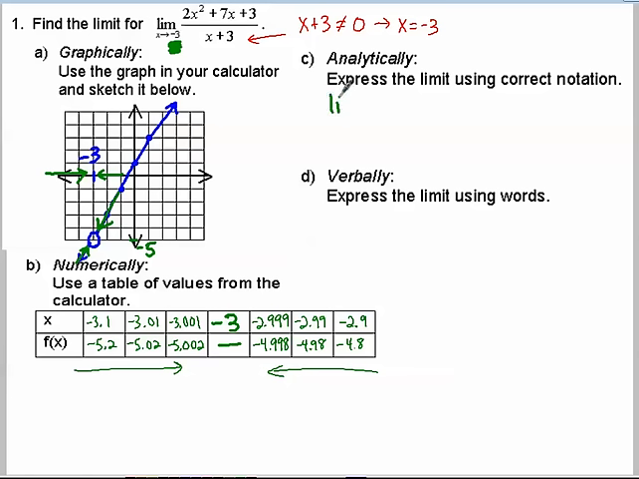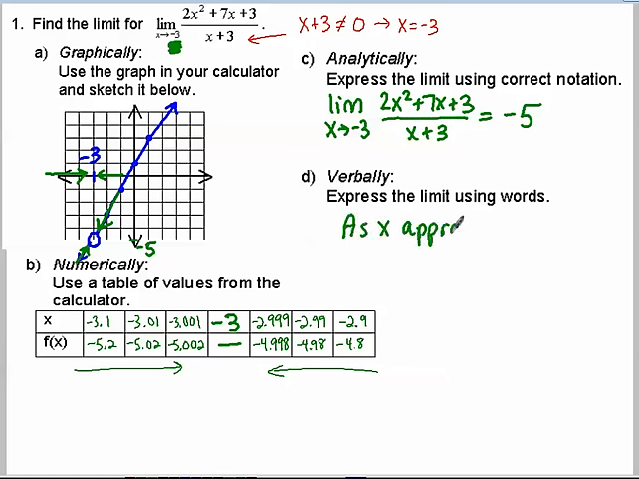Therefore, I'm going to write the limit as x approaches negative 3 of 2x squared plus 7x plus 3 over x plus 3 equals negative 5. Now I don't want to write f of x right here because f of x hasn't been defined as anything yet, unless maybe I have defined it in this table here. Then I can say that it's the limit of f of x. Using words, I can say as x approaches negative 3, f of x approaches negative 5. The limit is about where the function is going.